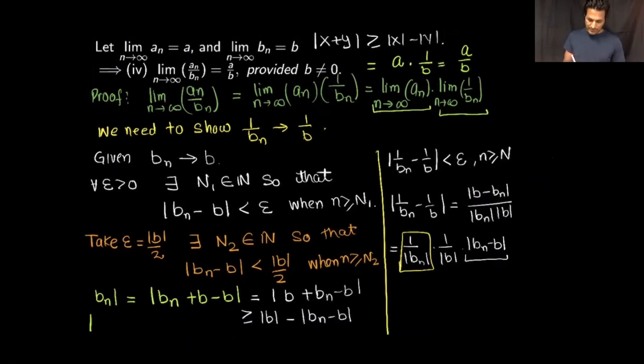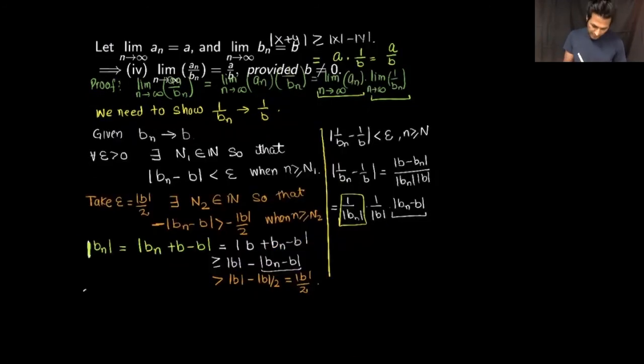Now since this quantity |bn - b| is less than |b|/2, if I multiply a negative sign on both sides, this inequality will flip. So if I multiply by negative on both sides, this inequality will become strictly greater than. If I put a negative sign here, instead of less than, it becomes greater than -|b|/2. So if I use this one here, it will be strictly |b| - |b|/2. Therefore, this is equal to |b|/2.